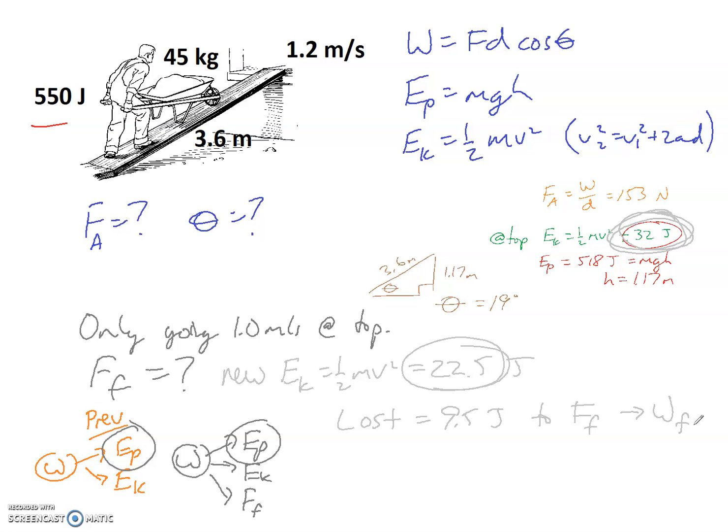Well, now that I know the work that friction has done, the 9.5 joules, I can find the force of friction just by doing work equals Fd. I can take the work that friction has done and divide it by the distance that friction acted on, which is just the 3.6 meters. So I take that 9.5 joules and divide it by the 3.6, and that's probably around 2.5 or so, and we're looking around 2.6 newtons for the force of friction.